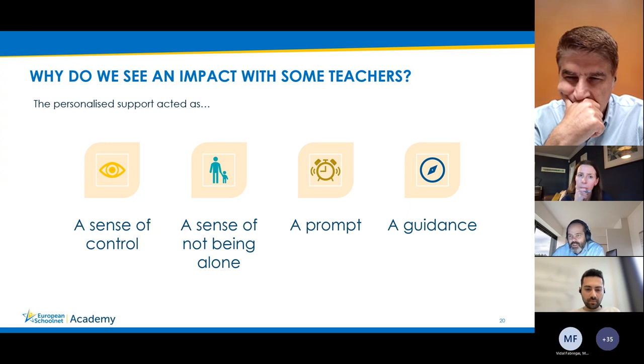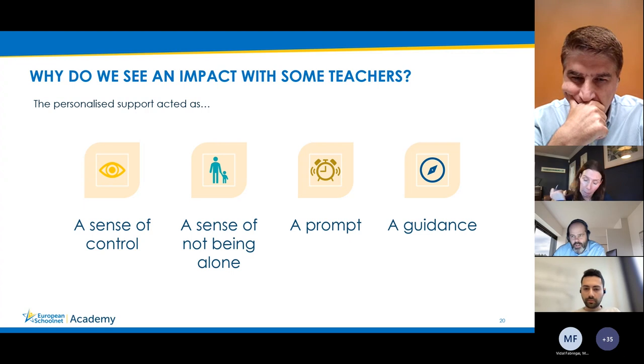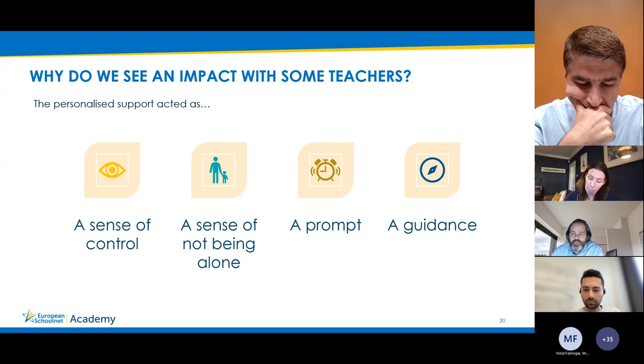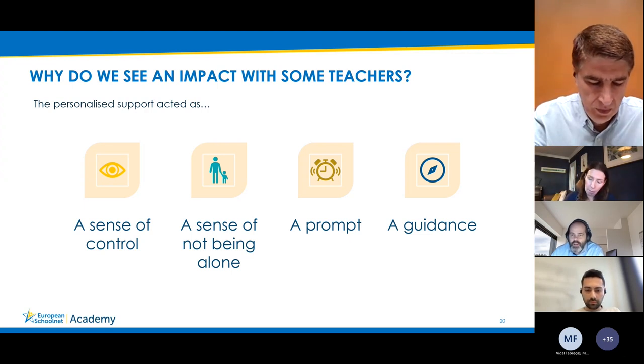And then in a slightly more positive framing, a sense of not being alone. So someone is looking out for me, someone is helping me in case I'm struggling. And just the knowledge of that motivated me to actually start and engage and complete the course.